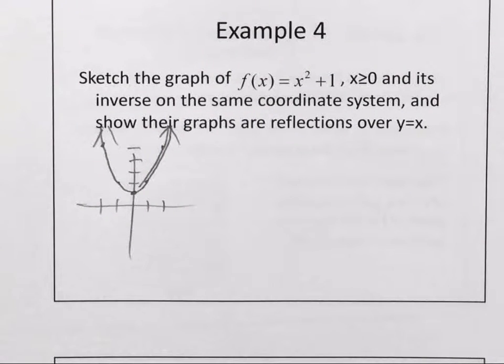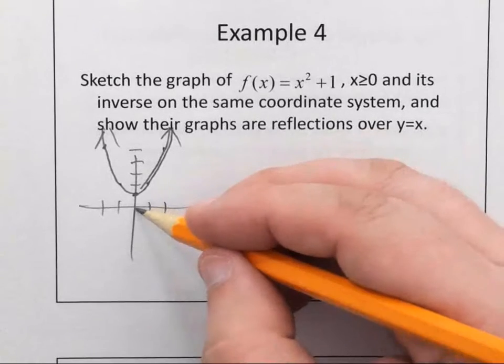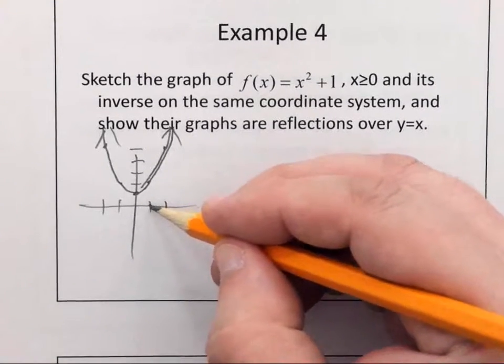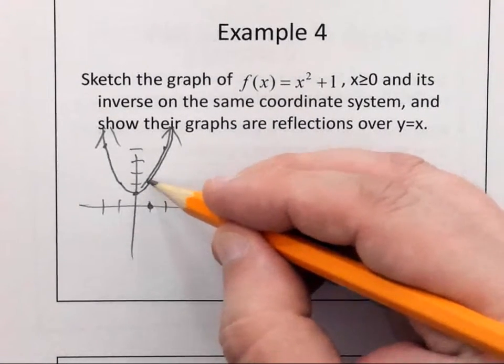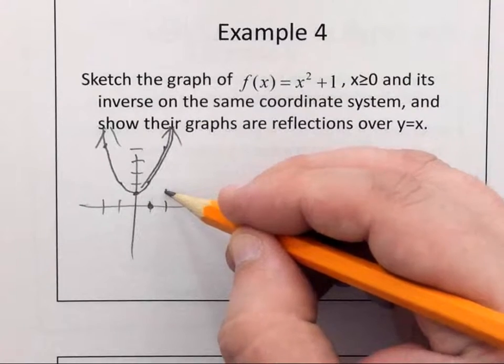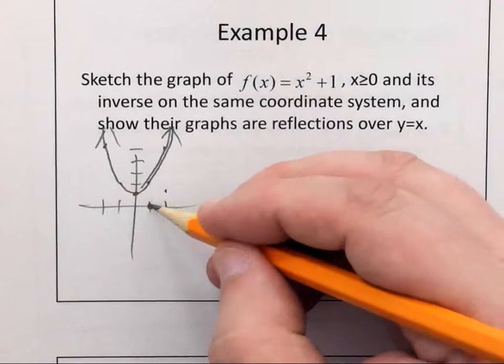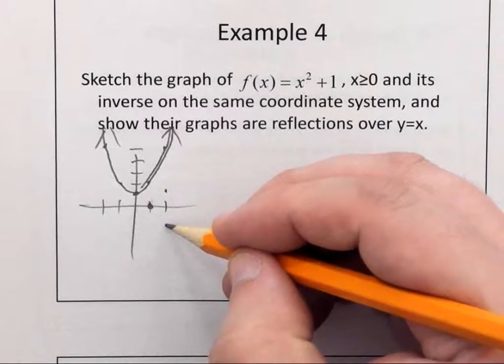The inverse of that then, well, it's going to reflect over the line y equals x. So this point that's at (0, 1) is now going to be at (1, 0). I go over 1, up 1, that means I'm going to go up 1, over 1 from there. Left 1, up 1 means I'm going to go down 1, right 1.